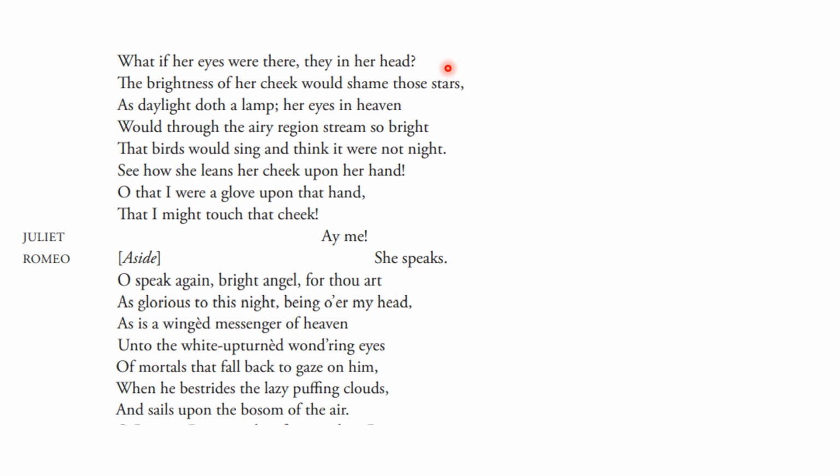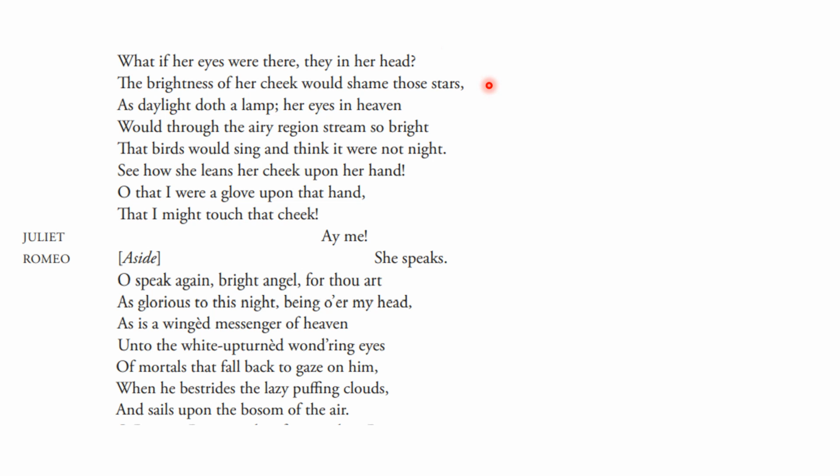So then he says, "What if her eyes were there, they in her head, the brightness of her cheek would shame those stars, as daylight doth a lamp. Her eyes in heaven would through the airy region stream so bright, that birds would sing and think it were not night." He asks, what if her eyes were in the sky and the stars were in her head? So the idea that the stars have actually replaced her eyes.